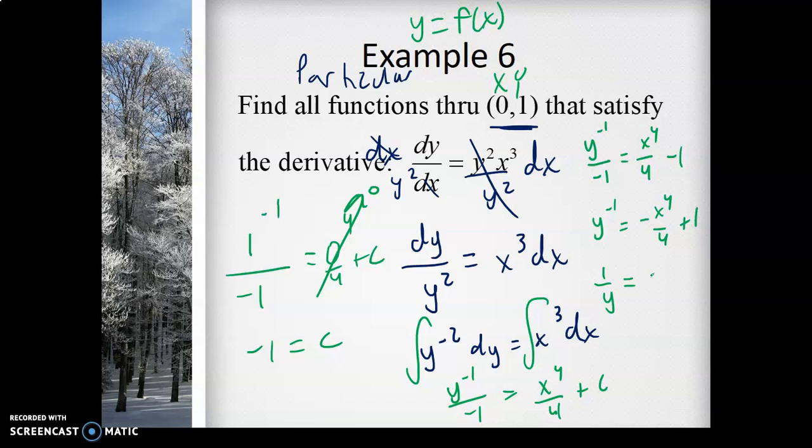I can make this one fraction, so negative x to the fourth plus 4 over 4. And if you just have one fraction on each side, you can just flip both sides. So y would be 4 over negative x to the fourth plus 4. There are other ways to solve for y. This is just one of them.